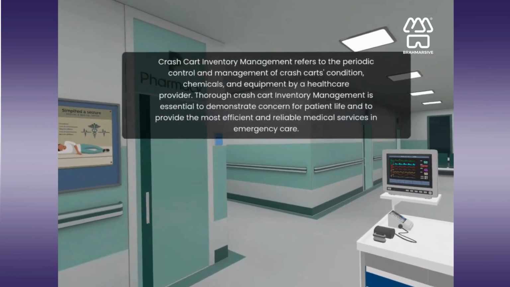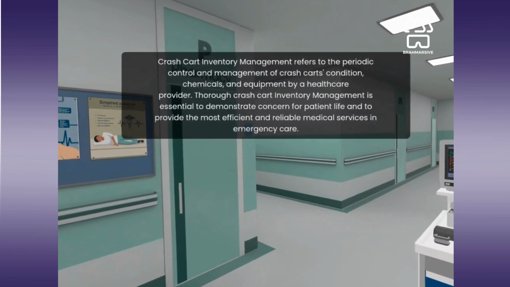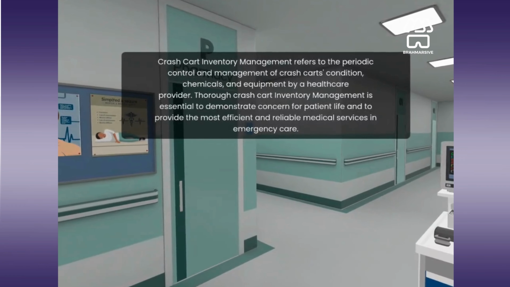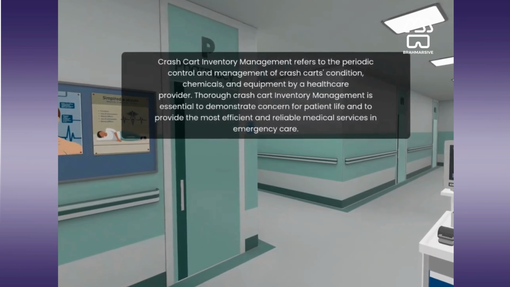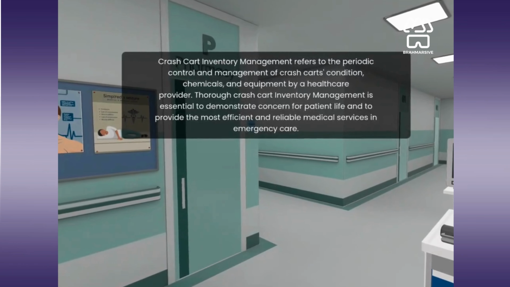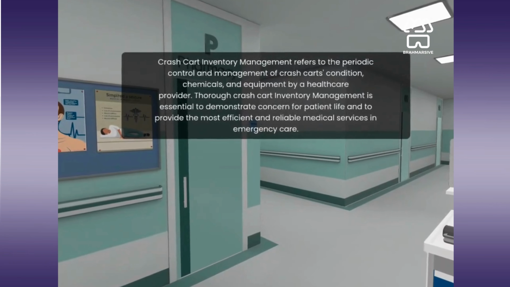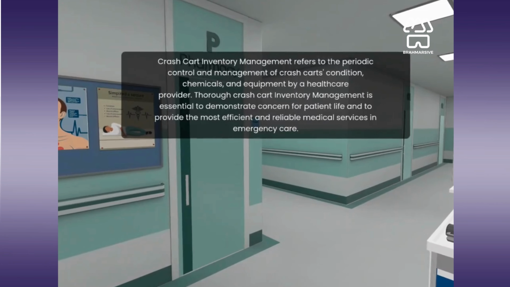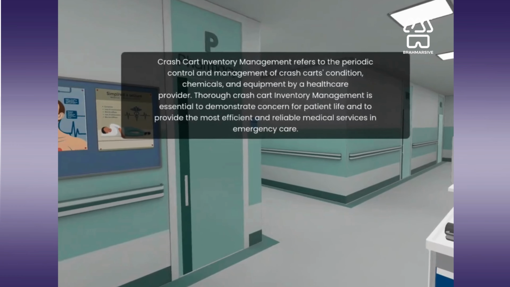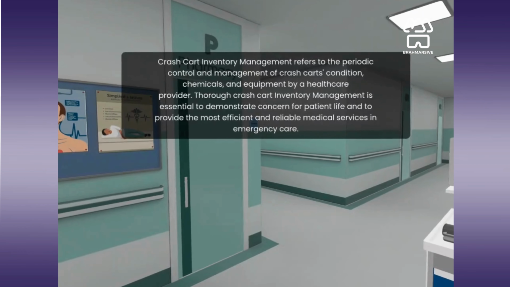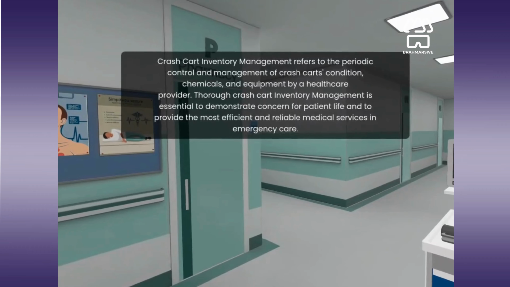It's perfectly fine if you're not familiar with inventory management. Let's learn it now. Crash cart inventory management refers to the periodic control and management of crash carts' condition, chemicals, and equipment by a healthcare provider. Thorough crash cart inventory management is essential to demonstrate concern for patient life and to provide the most efficient and reliable medical services in emergency care.